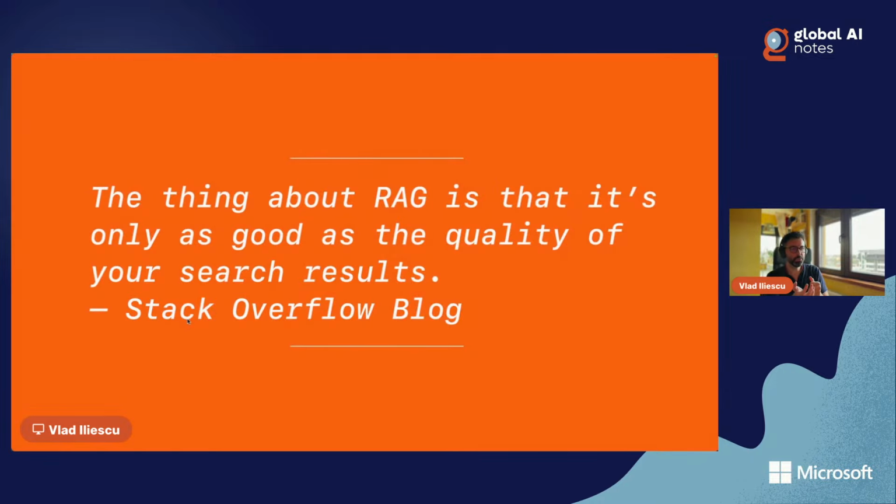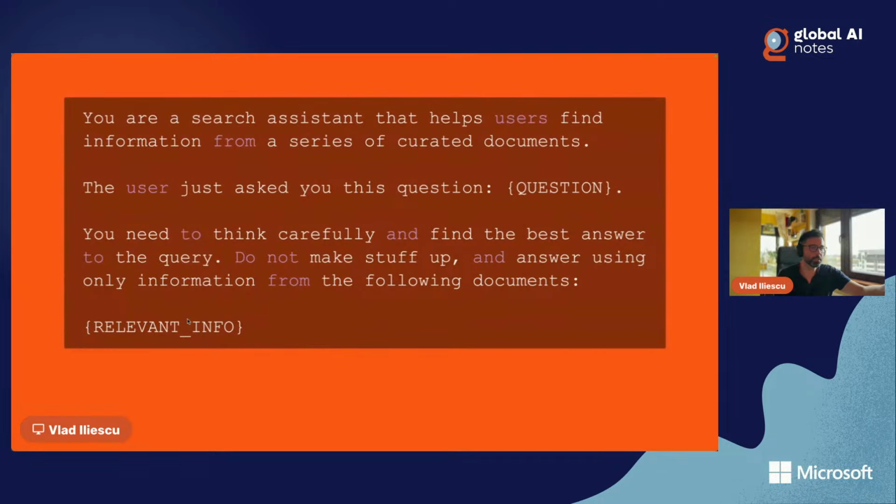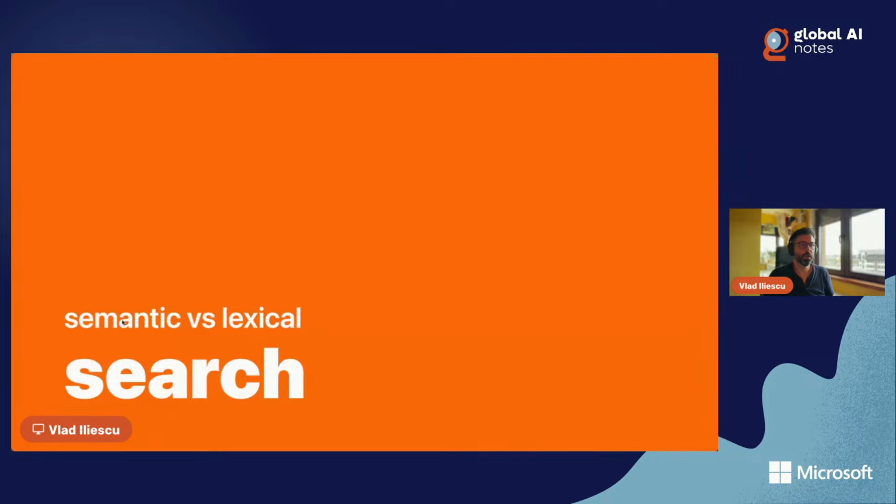And I was reading other companies that have done that, including Stack Overflow, and they're saying that RAG basically is only as good as the quality of your search results. And you can see that here if you feed it relevant information. If you feed it crap, you will not get good results, right? So how do we get good results?